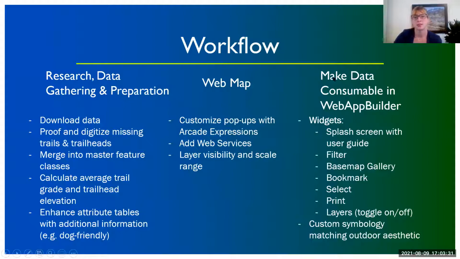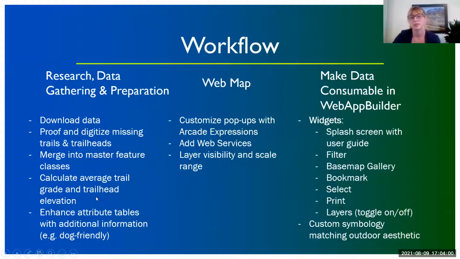This sums up the basic workflow for my application. The first step was to research what was existing and how I could use that or improve upon it. So I downloaded the data, I had to merge it into the same schema in a geodatabase. I proofed and digitized the trails if they were missing. I used the digital elevation models to calculate average trail grade, which was used in assessing a trail difficulty level. And then trailhead elevation was added.